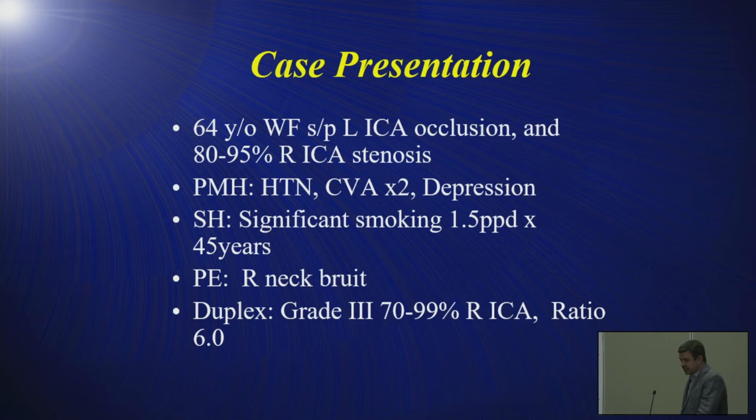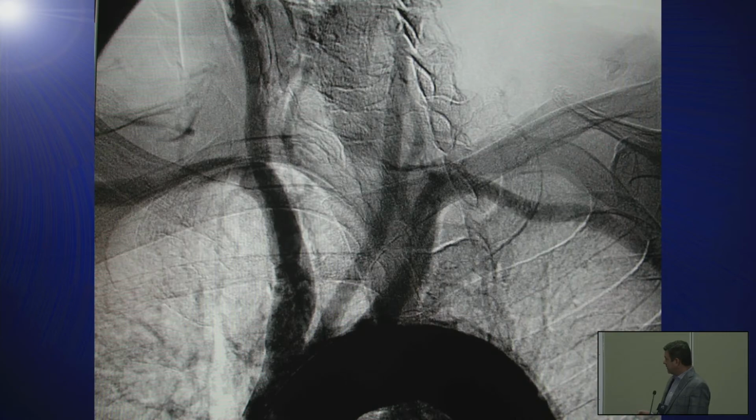So this is a 64-year-old white female presenting with a left ICA occlusion. So she has an occluded left carotid and a 80 to 95% stenosis of the right internal carotid artery. Past medical history of hypertension, CVA in the past, ×2, depression, social history, significant smoker, 1.5 packs per day for 45 years. And she has a right neck bruit and a high grade 3, 70 to 99% right ICA stenosis by ultrasound. Ratio is 6. And so she met all the criteria.